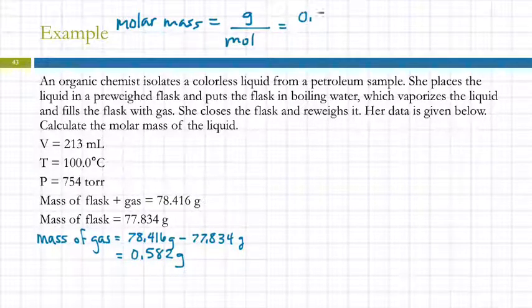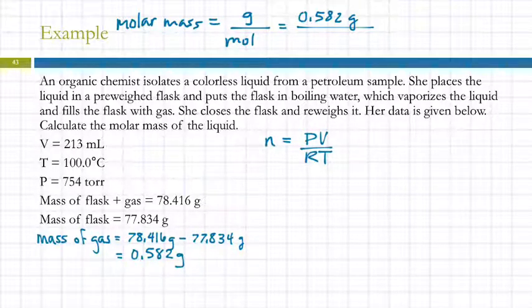0.582 grams. I need to find the moles. I have all the information I need here. I have the volume, the temperature, and the pressure. The ideal gas law will allow me to calculate n. n equals PV over RT, just a rearrangement of PV equals nRT.